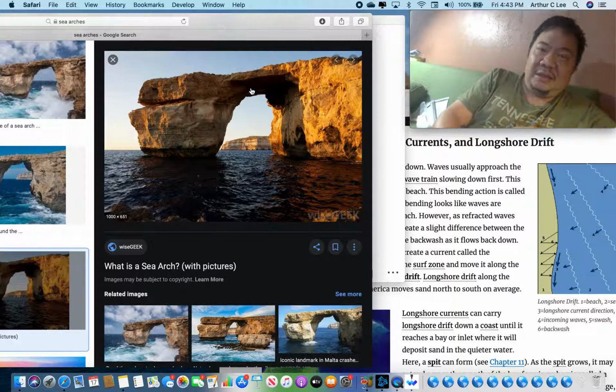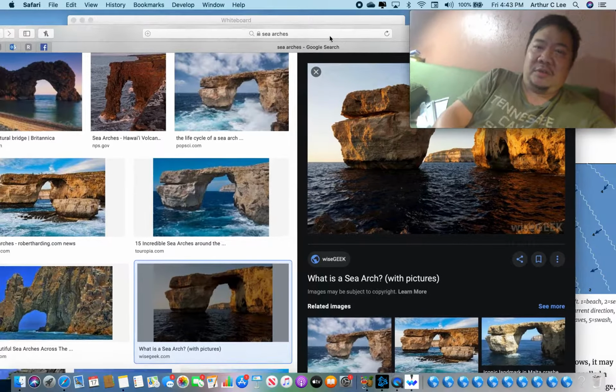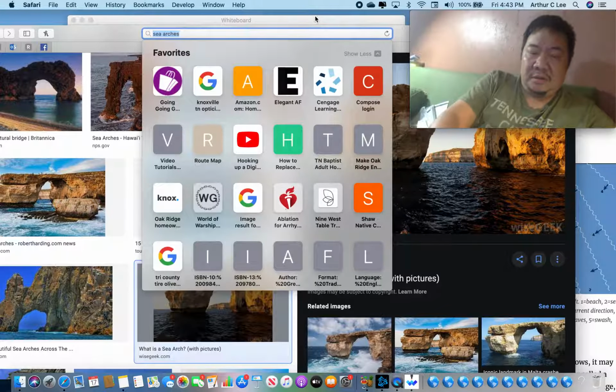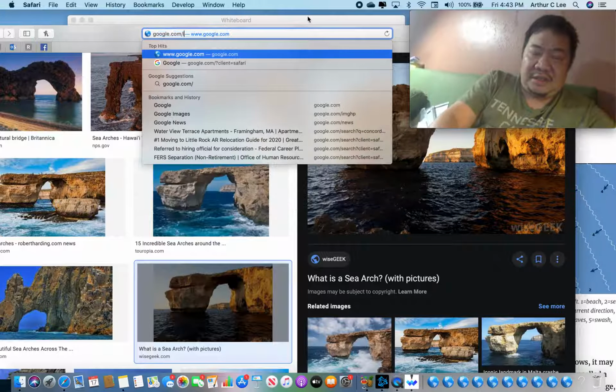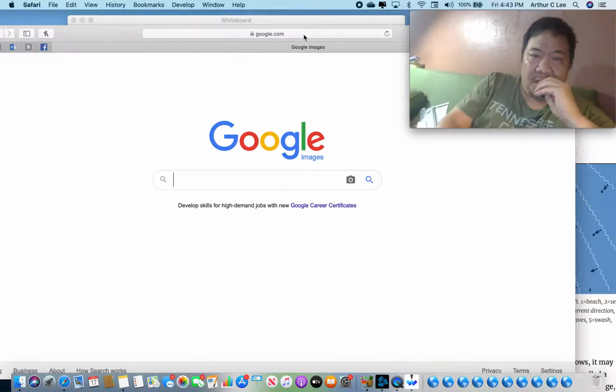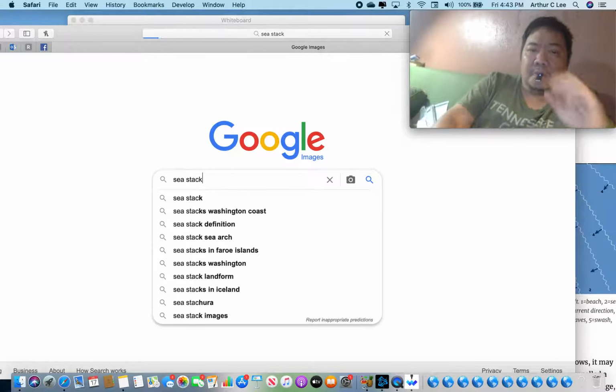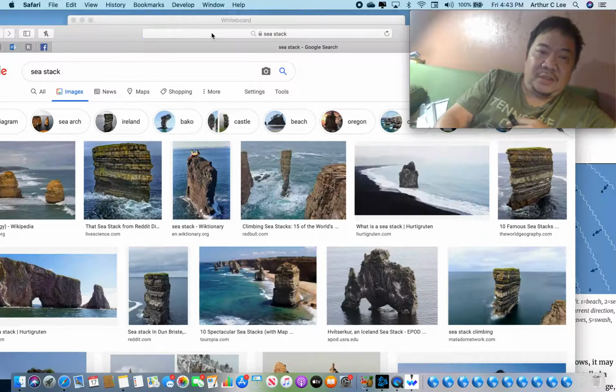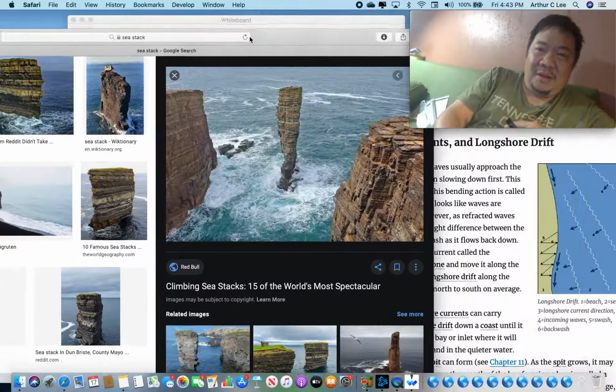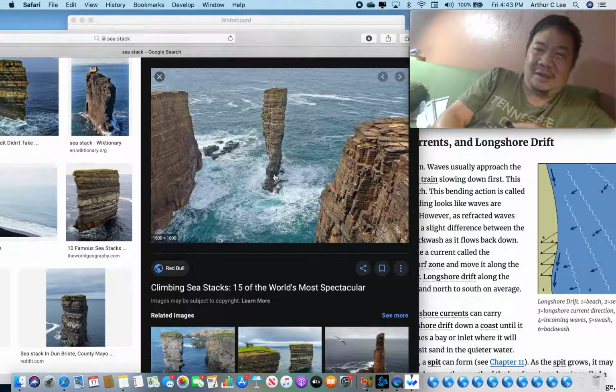As the headland continues to erode, what's going to happen next? Well, this part here is going to collapse, right? Eventually, as the waves keep crashing into this, it will collapse. And that gives you the next feature that we find on our west coast, and that's called a sea stack. So if a sea arch collapses, then you just form this stack of rock. This used to be connected to the mainland, but it's collapsed. The sea arch has collapsed, leaving behind a sea stack.